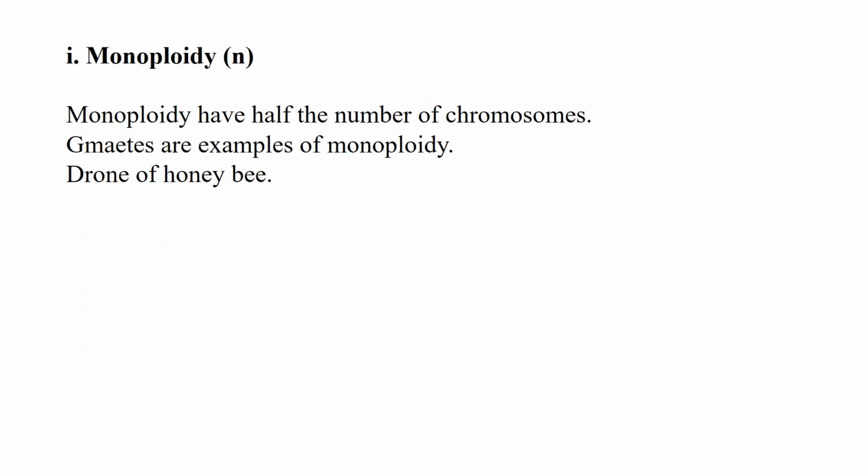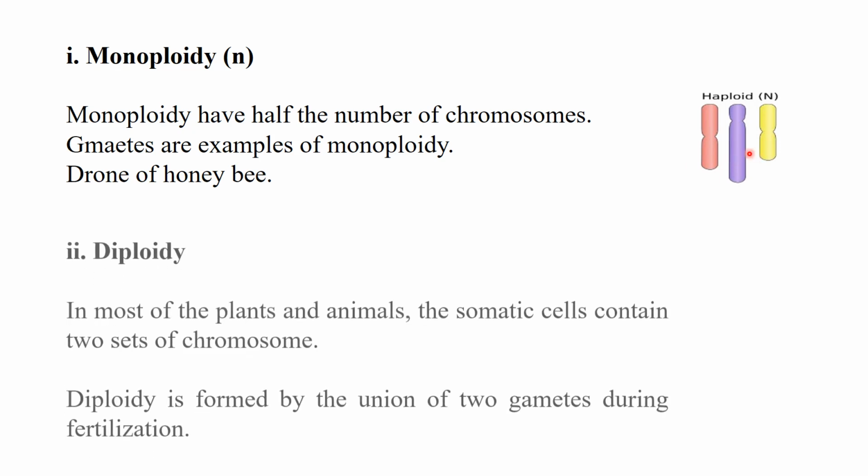Monoploidy is having half the number of chromosomes. Gametes are the best example of monoploidy, each gamete receiving half, or a reduced number, of chromosomes. The drone of the honeybee also has the monoploid or haploid number of chromosomes because it is produced from an unfertilized egg. Haploid number of chromosomes, a single set of chromosomes, is present in the gametes or the drone honeybee.